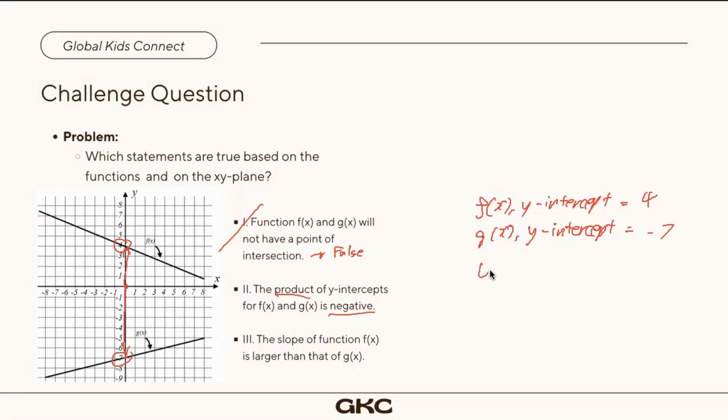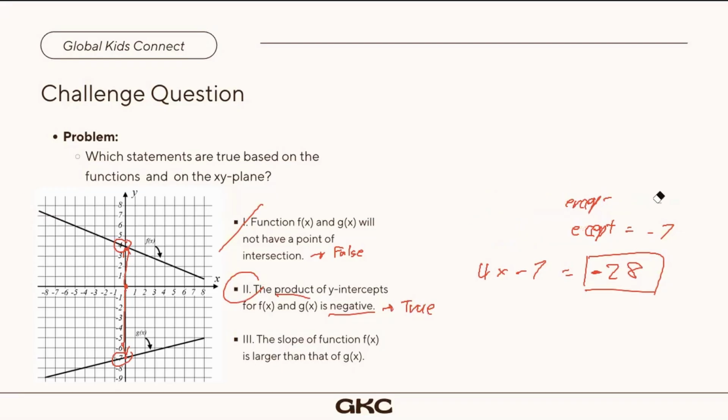And so if we take the product, 4 times negative 7 is negative 28. And so, yes, statement 2 is true because we get a product that is, in fact, a negative value. And so we can say that statement 2 is true, which leaves us to our final statement, statement 3, which says that the slope of function f of x is larger than that of g of x.